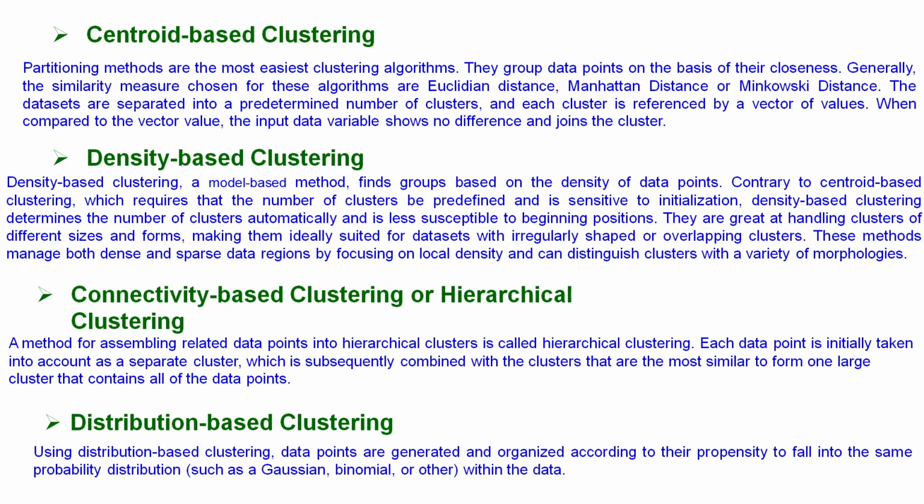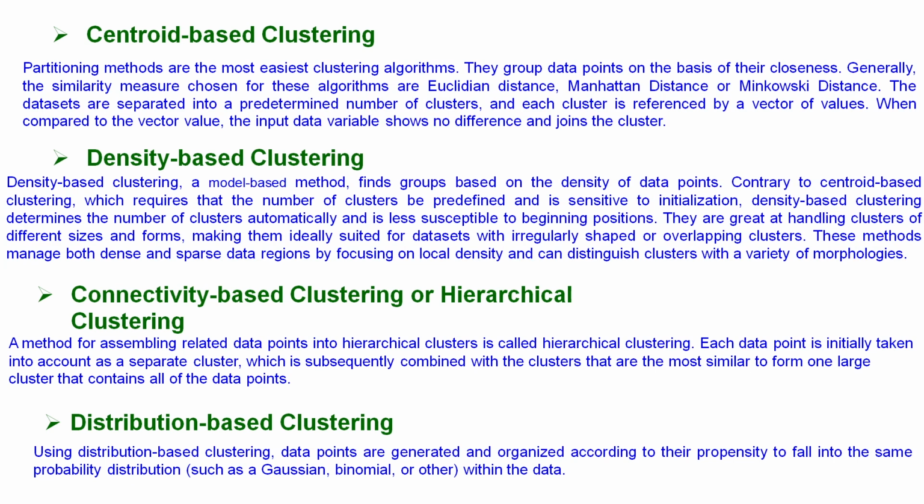Unlike in centroid clustering, where we assume a certain number of clusters, here we assume as many clusters as there are data points. If n data points are present in your data set, you assume n clusters. Then you subsequently combine the clusters that are more similar to form one large cluster. That is what is done, and then it forms a tree like structure, what is known as a dendrogram.